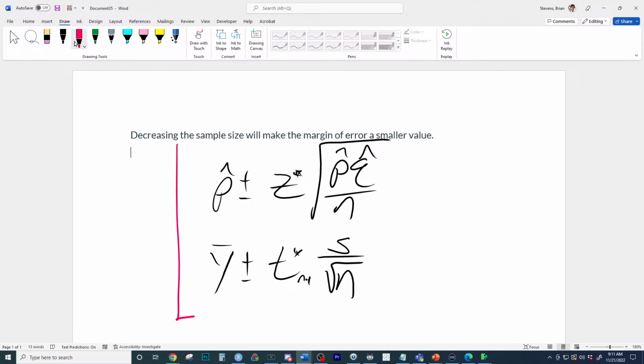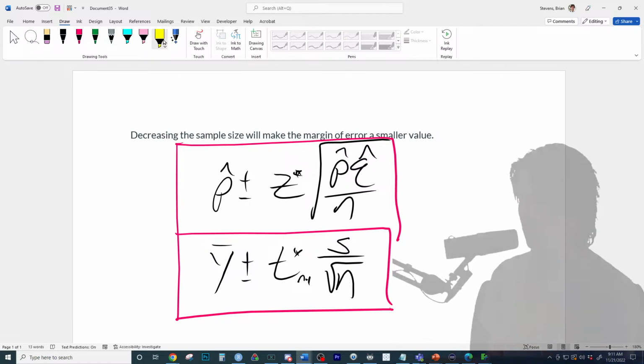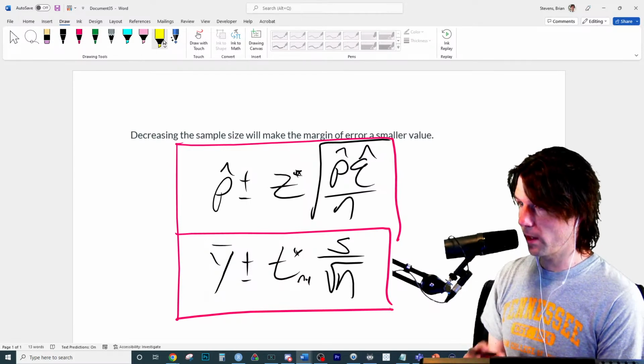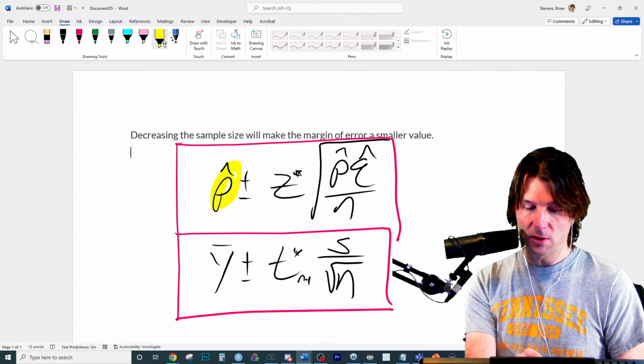The top equation is a confidence interval for the true proportion created from the sample proportion. The bottom one is a confidence interval for the true mean created from the sample mean. Speaking briefly on these, you should know all the notation. So if you're watching this right now, write down each one of these as I say it. I'm going to tell you what it is, and I'm going to highlight it.